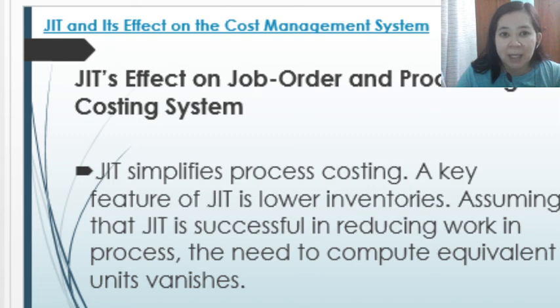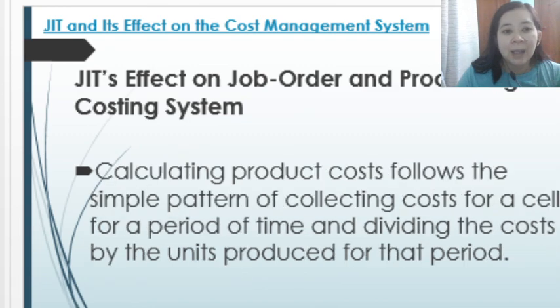Because of this, its key feature is to lower the inventory. So assuming that JIT is successful in reducing the work in process, the need to compute equivalent units will now be eliminated. Calculating the product costs allows the simple pattern of collecting the cost for a cell for a period of time and dividing the cost by the number of units produced for that period. That's simple. Okay, so this is how JIT affects the cost management system.